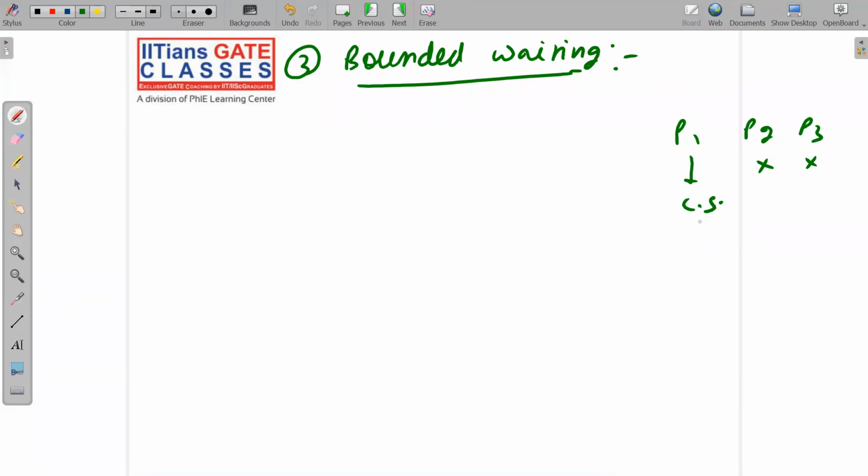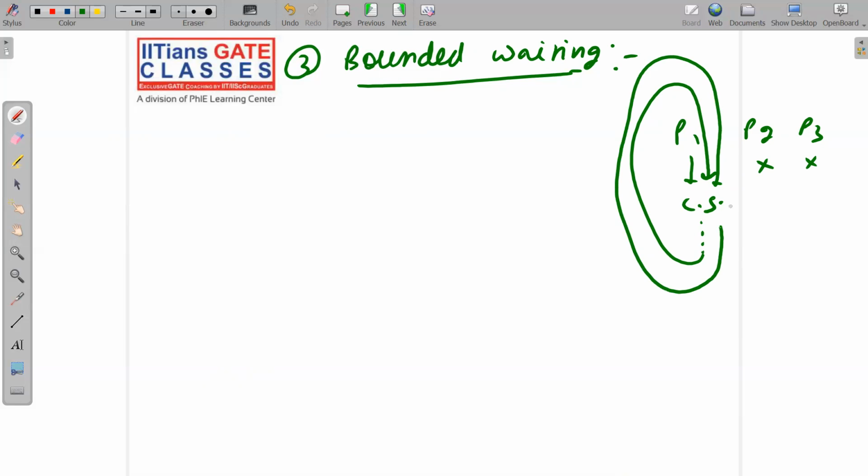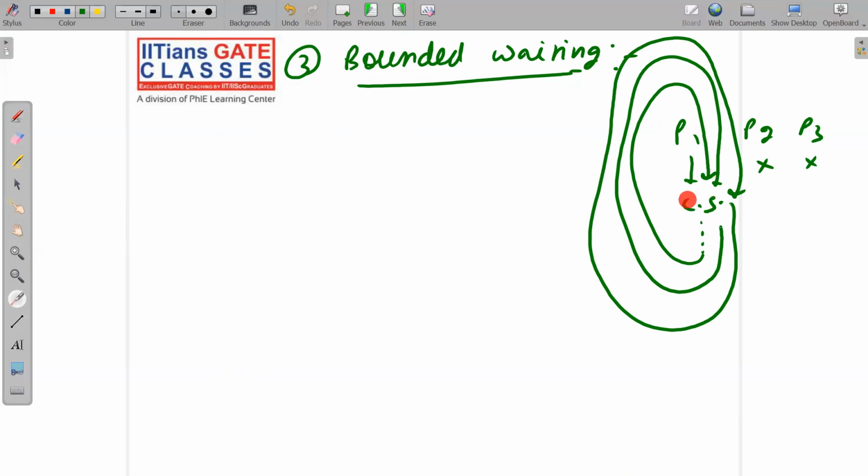Now when P1 comes out of CS and again tries to enter CS, it gets success and is again in CS. Again it wants to enter, it gets success, and so on. It keeps going in and out of CS, but P2 and P3 are never getting their turn. That means bounded waiting is not satisfied.